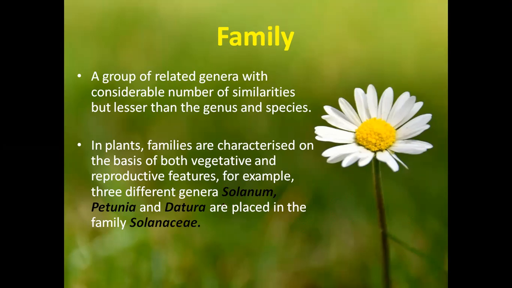Petunia and Datura are placed in the family Solanaceae. Genus Solanum, family Solanaceae. The suffix part of the family name is always the same: families always end with ACEAE. So the genus Solanum, Petunia and Datura are placed in the family Solanaceae.